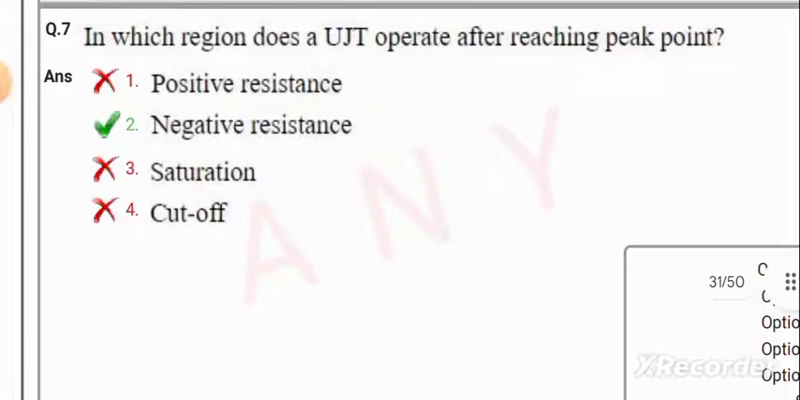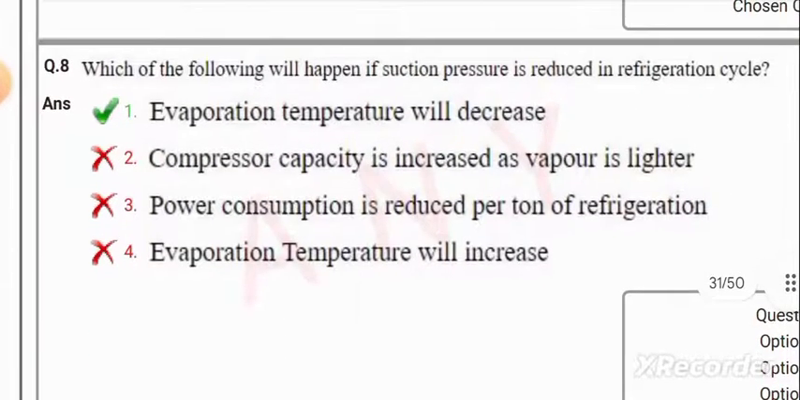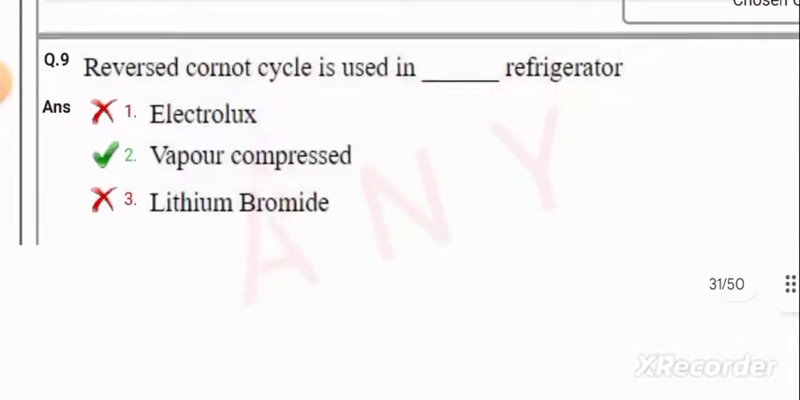In which region does a UJT operate after reaching peak point? Negative resistance. Which of the following will happen if suction pressure is reduced in refrigeration cycle? Right option, evaporation temperature will decrease. Reverse Carnot is used in vapor compression refrigerator.